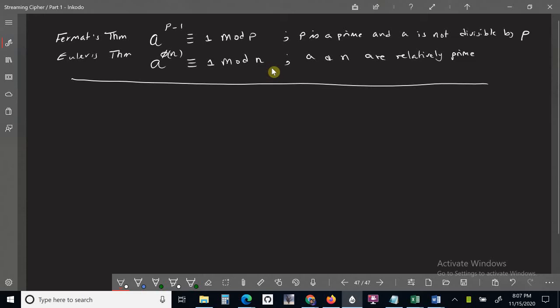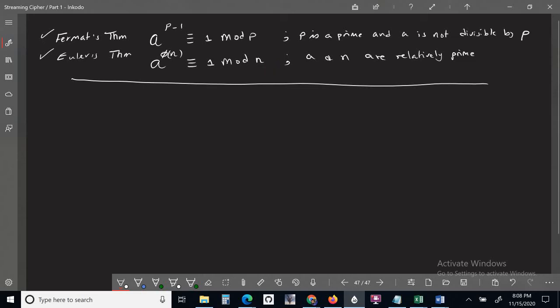This is what we have talked about before, Fermat's theorem. Fermat's theorem states that if you have two integers, a and p, and p is a prime, you can have this relationship here: a to the power of p minus 1 is congruent to 1 mod p, where p is a prime, as I said. But the relationship holds only if a is not divisible by p.